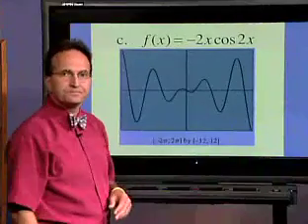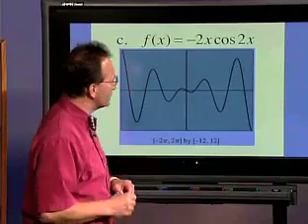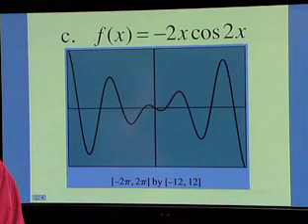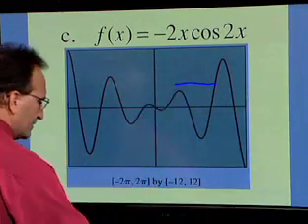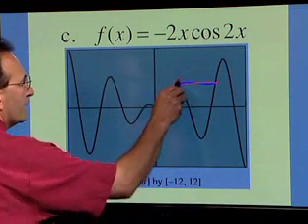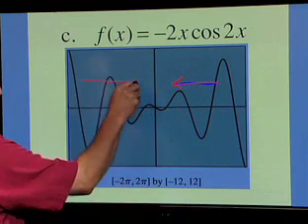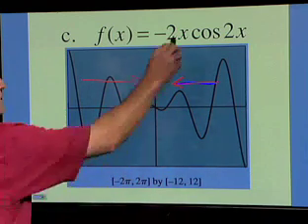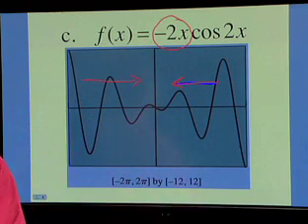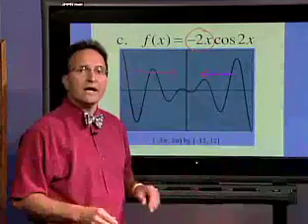And part C says f of x equals negative 2x times the cosine of 2x. Now, this is interesting because, in fact, as we come this way, let me use a different color. As we come this way, you can see that what's happening is it is, in fact, damped oscillation. And if we go this way, it's damped oscillation. So, in fact, the damping factor is negative 2x, and the damping occurs as x goes to 0.